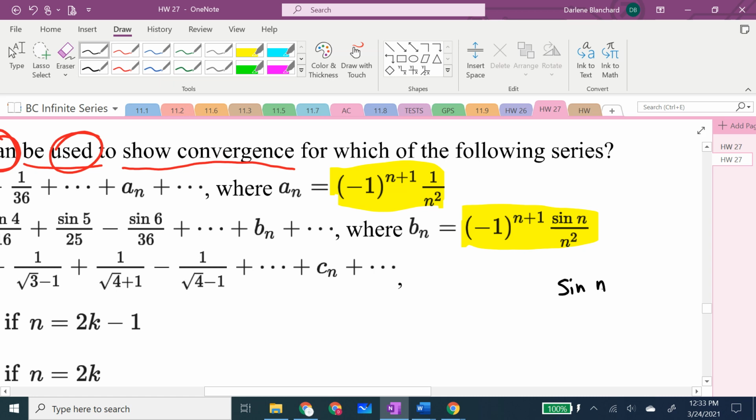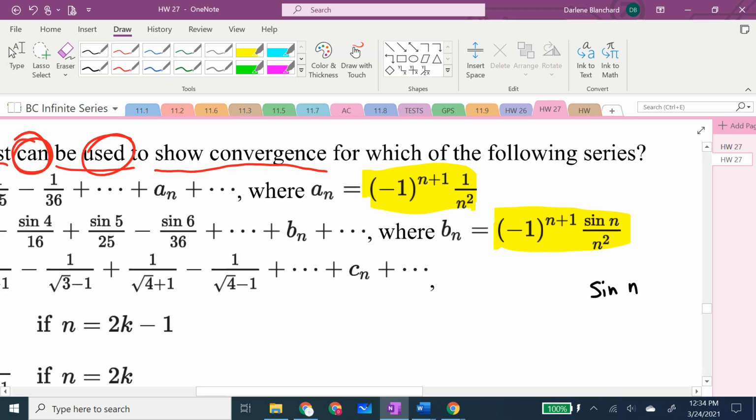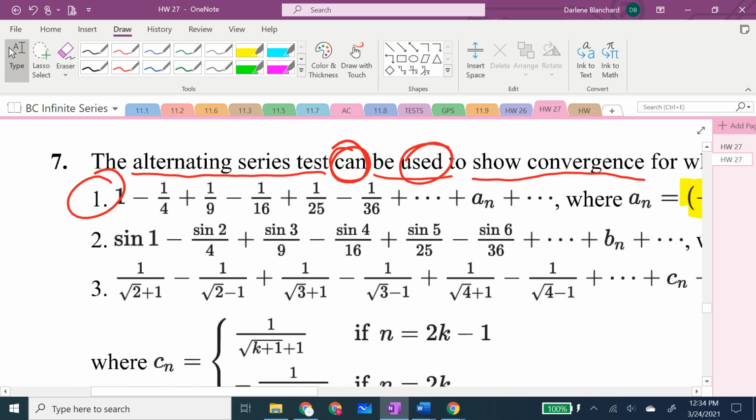The sine of a number, if you keep throwing consecutive integers at this, it's going to be positive for a few terms and then negative. It's not going to alternate between negative and positive. That sine n makes this not an alternating series, even though they make it look like it might be, some of these signs are negative. This is out because I cannot use the alternating series test to show convergence. It's not asking if it converges, it's asking if the alternating series test can be used to show it.